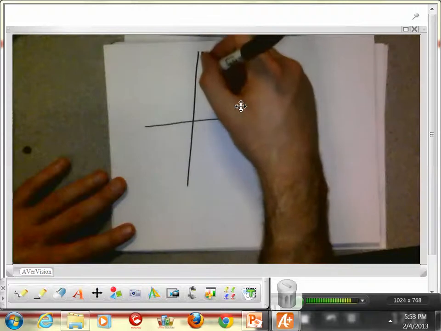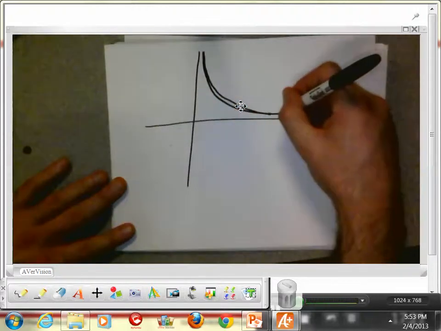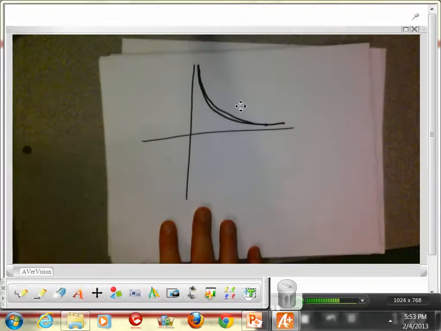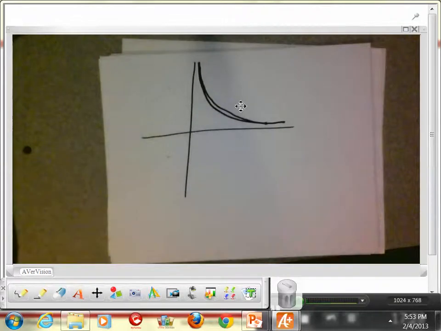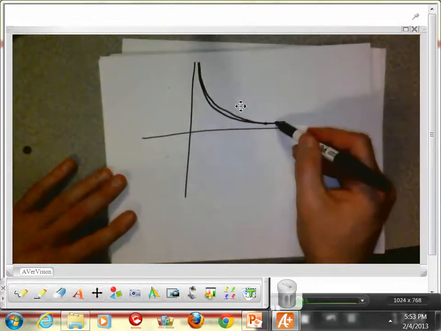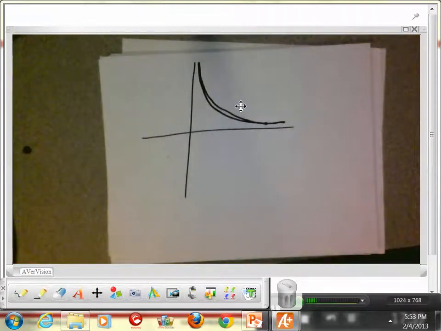Okay? Suppose we have a function that looks like this. Now, is the first derivative negative or positive? It's negative, right? Because the function is decreasing. Is the second derivative negative or positive? Raise your hand if you think it's positive. Raise your hand if you think it's negative.